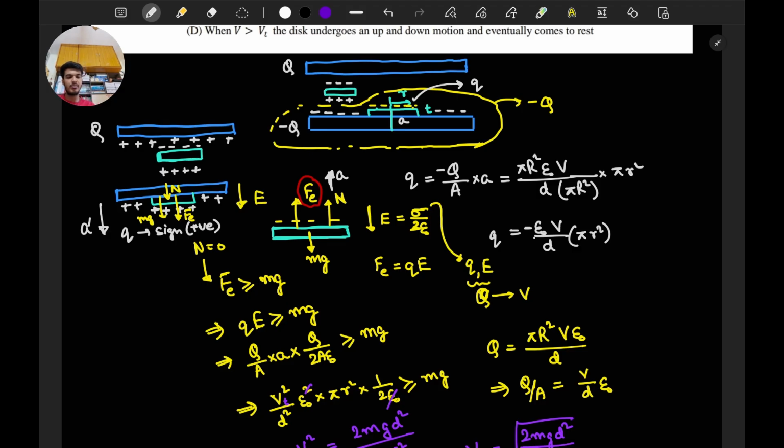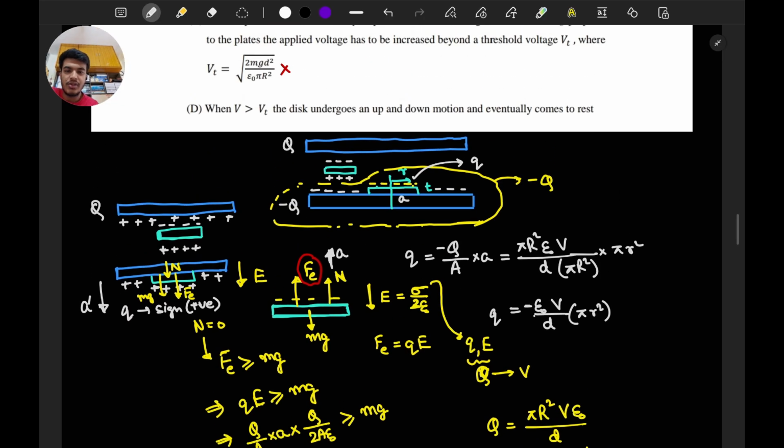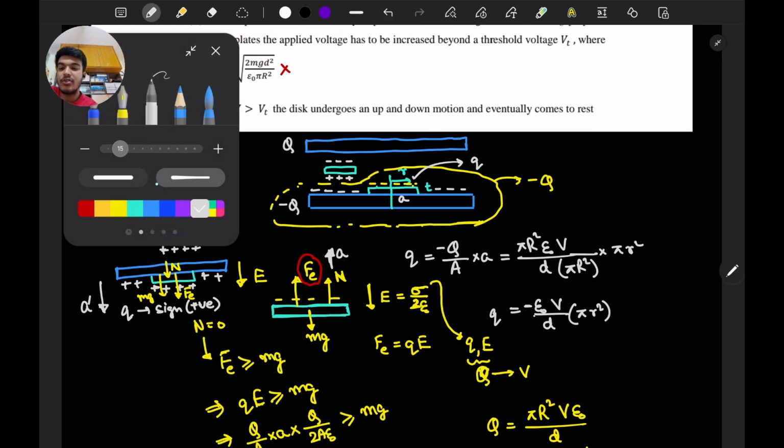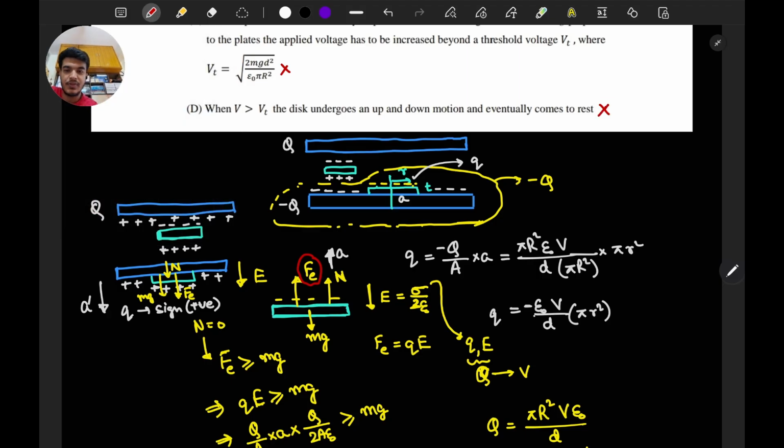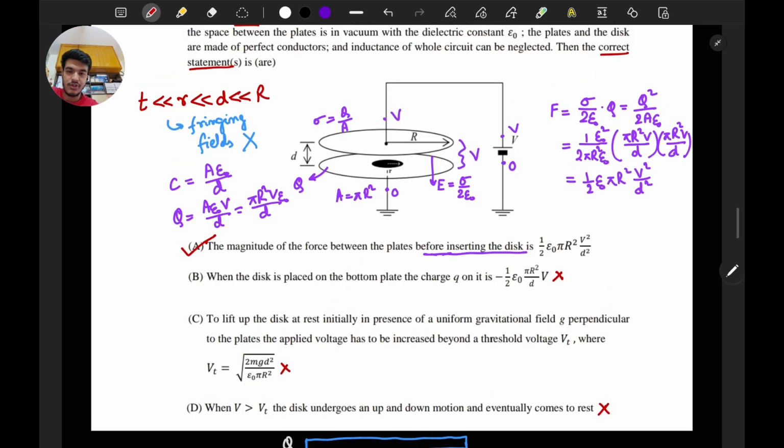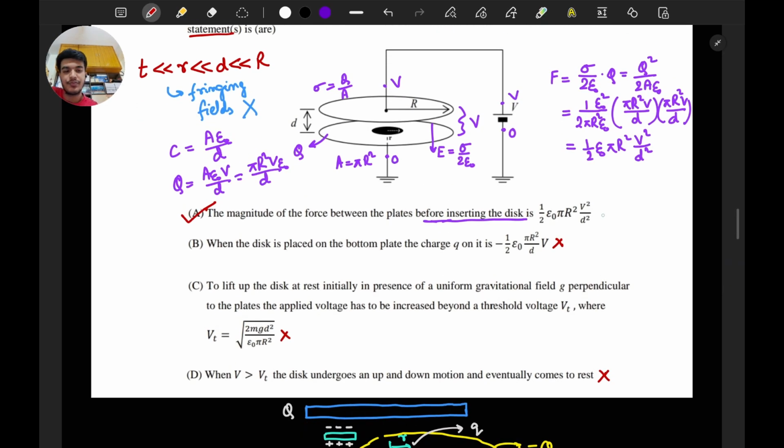And then after some point where voltage is increasing, because this voltage is already above the threshold voltage, even at that bottom plate it would leave contact immediately when it comes downward. It will leave contact because Fe is greater than mg. So it will again go above, hit the top plate, and this process would happen over and over again. There will be no stopping here. So the disk undergoes an up and down motion and eventually comes to rest is wrong. So the last option is wrong. The only correct option in this question is basically option A.